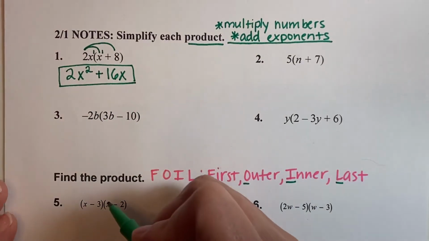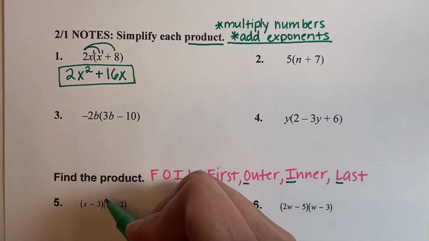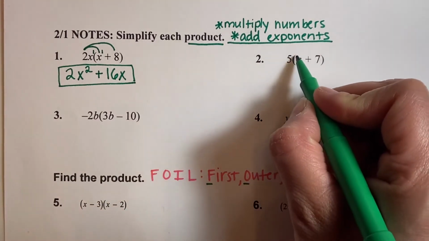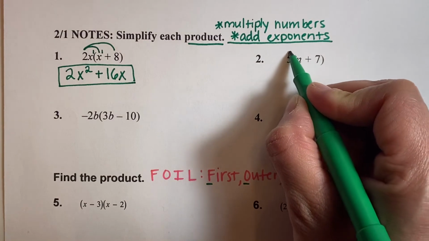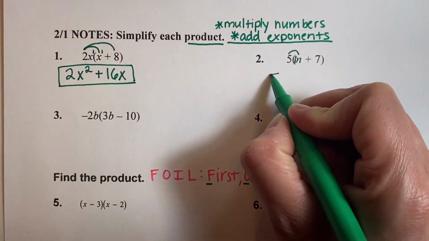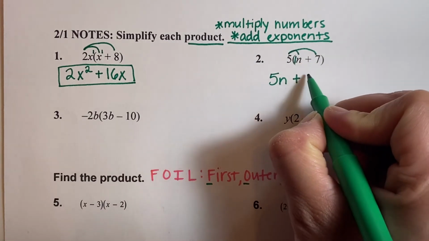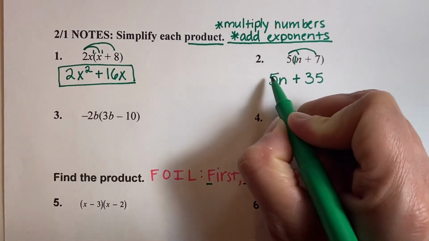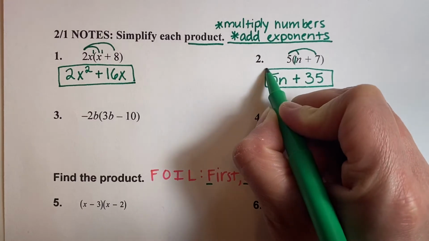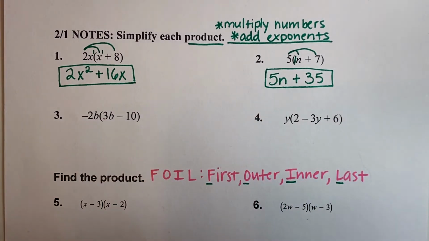Number 2, you have 5(n + 7), so this means to multiply. There's a 1 in front of n, so you're going to multiply 5 times 1n, which is 5n. 5 times 7 is 35. So we have to have that plus sign between your terms. 5n + 35 is the answer.